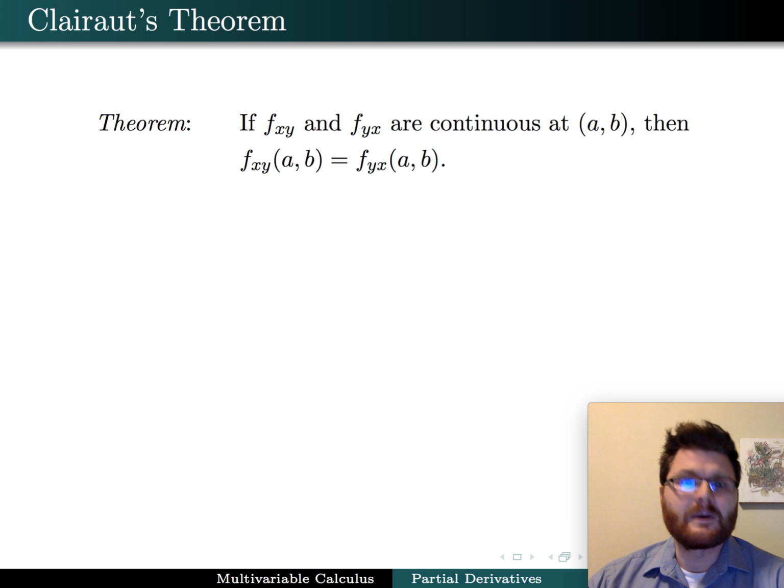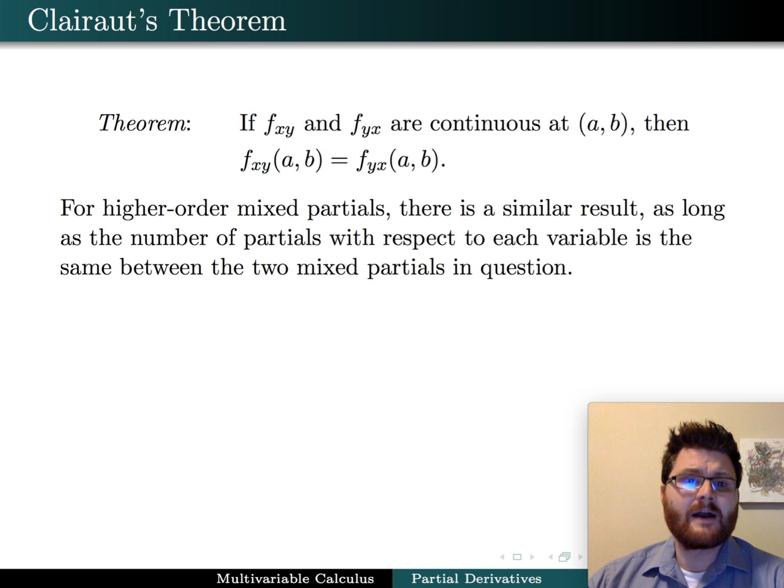It turns out for nice functions, and by nice we mean continuous, there's a theorem that says that if those mixed partials are both continuous at some point, then they will be equivalent at that point. So as long as we've got continuous mixed partial derivatives, then it won't matter which way you go to get there, what order you do your differentiation in. And it extends to higher order mixed partials nicely, so long as we're taking the same number of partial derivatives with respect to each variable.